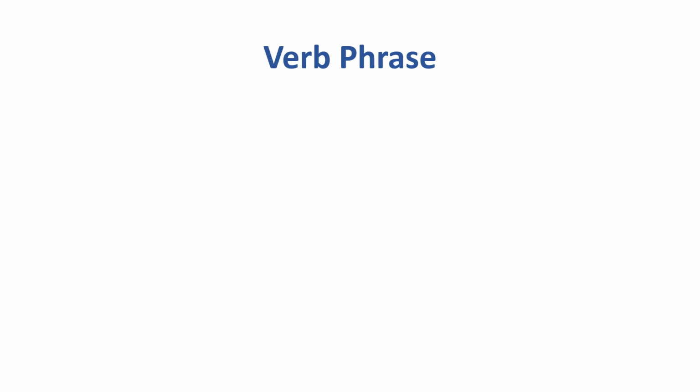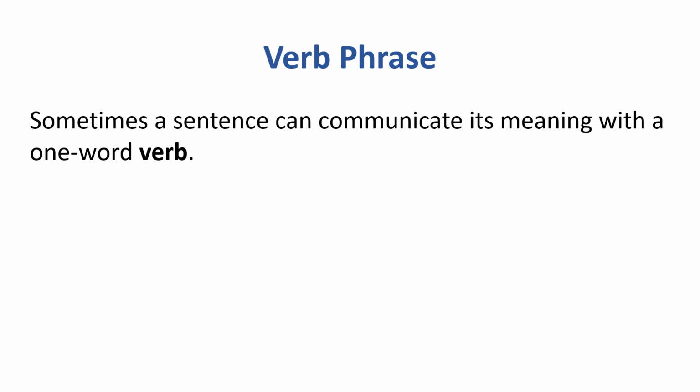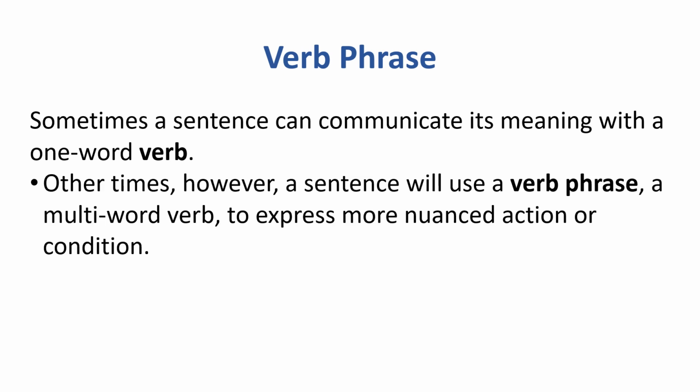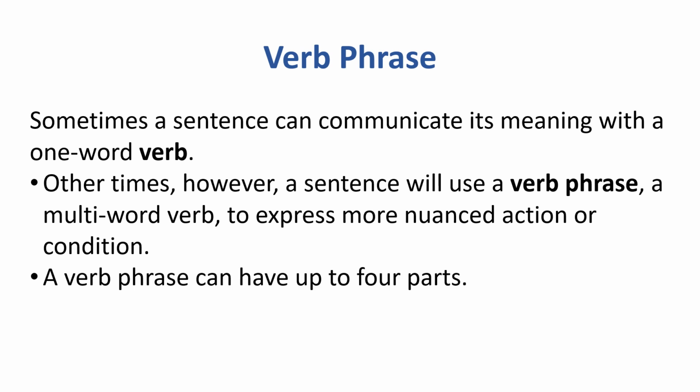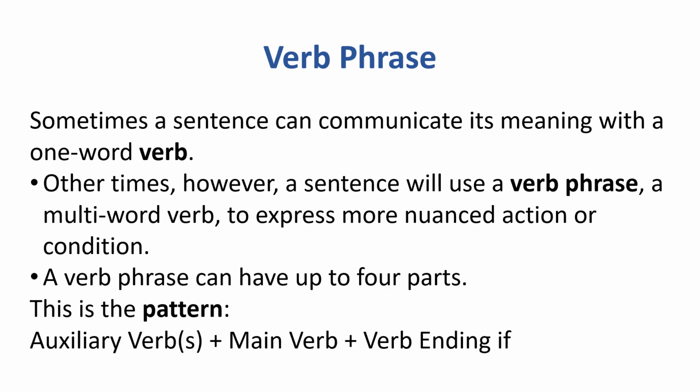So basically, we are talking about the verb phrase right now. Sometimes a sentence can communicate its meaning with a one-word verb, and other times a sentence needs a verb phrase, a multi-word verb, to express more nuanced actions and conditions. A verb phrase can have up to four parts. The pattern would be auxiliary verbs, main verb, and the verb ending, if there is any.